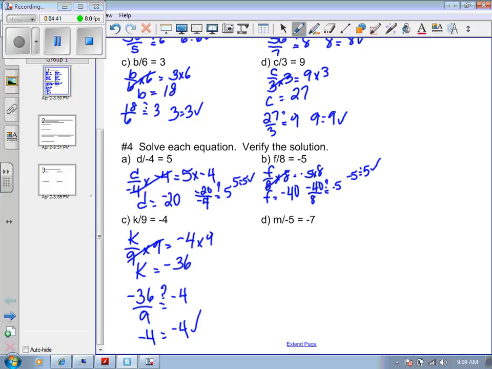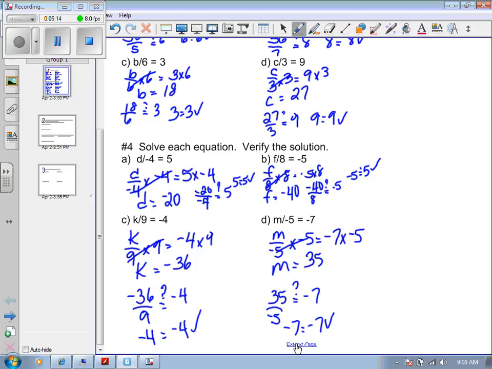Last one on number 4, we're going to multiply both sides by how much? Negative 5, thank you. Whatever you do to one side, you must do to the other. These two cancel out, leaving us with M is equal to 35. This is a positive. Negative times a negative gives you a positive. Go back to the original. 35 divided by negative 5, is that equal to negative 7? When you divide these two, you get negative 7 equals negative 7, and the answer is correct. Next page.